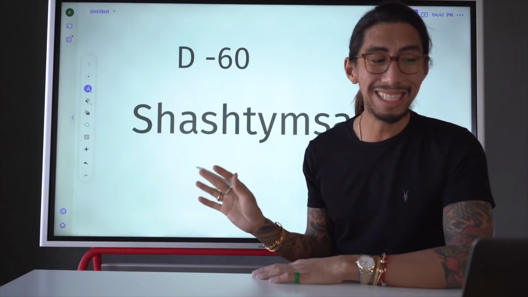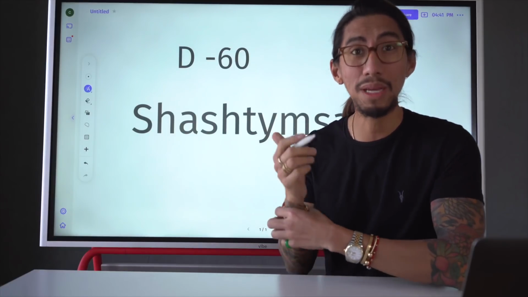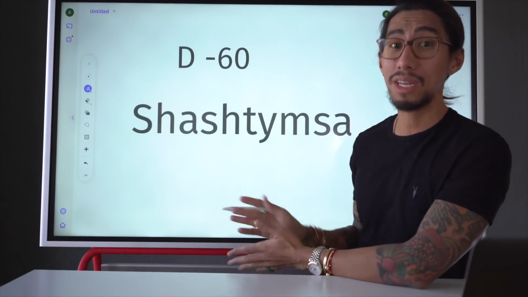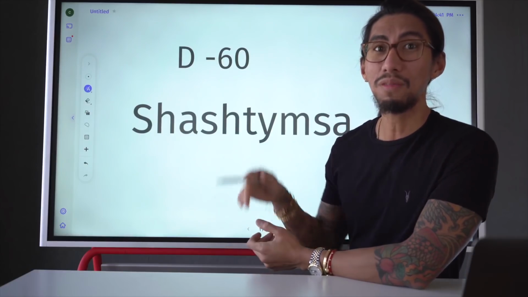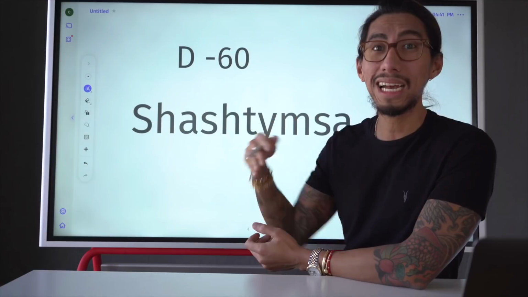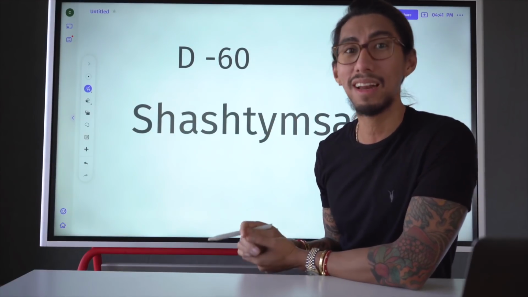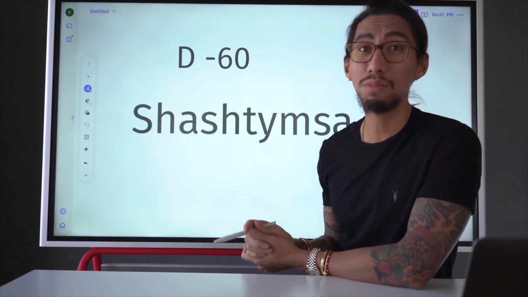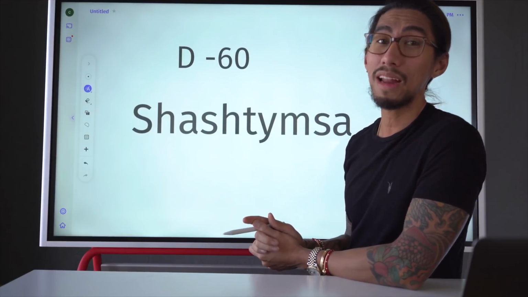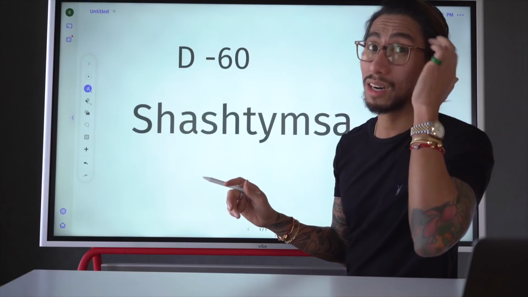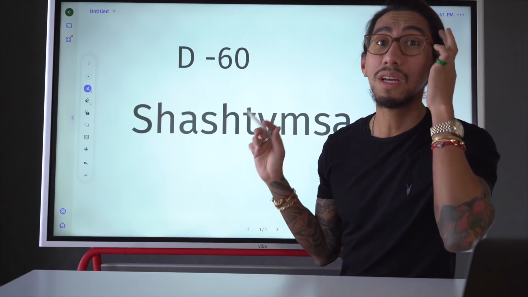So the D60 is very important because it's a summary of everything. Everything that we want to see, because this is the last one, is everything in our life. You can see now how all your life leads to here. So that's the significance of this chart.